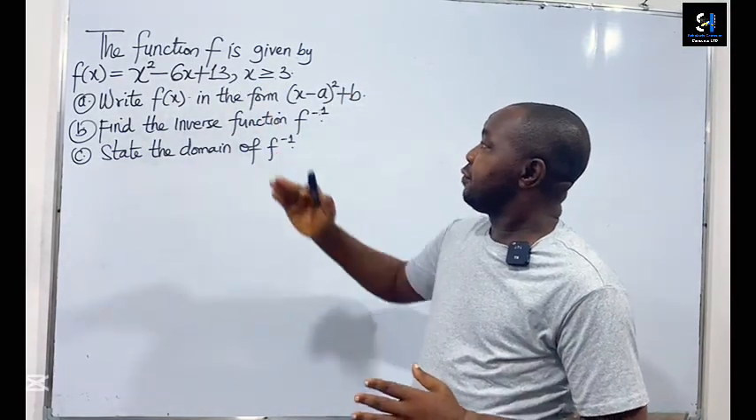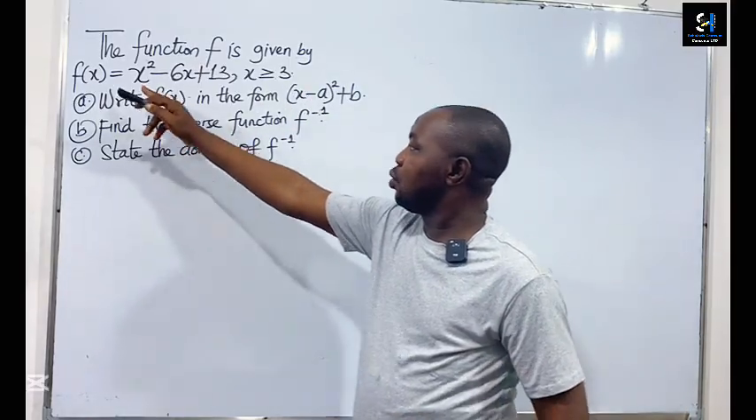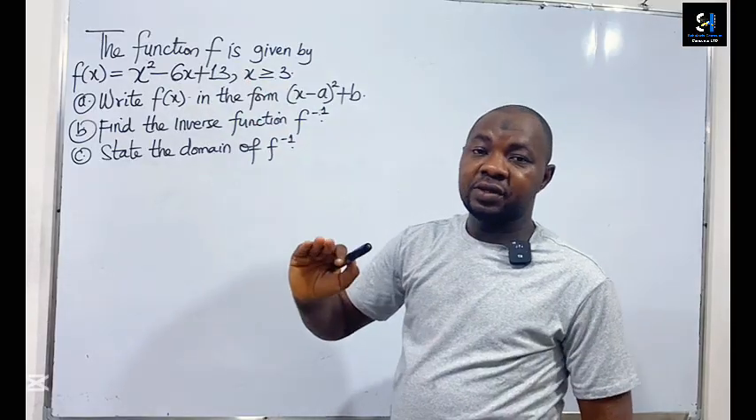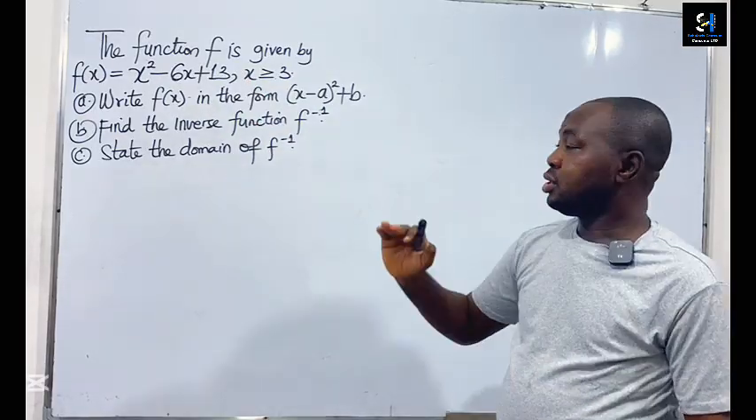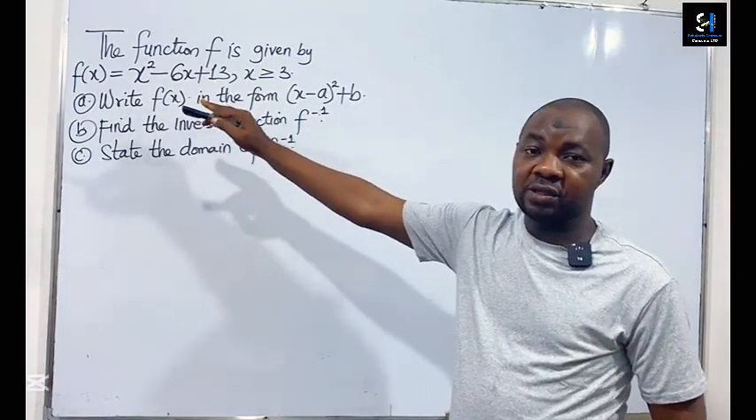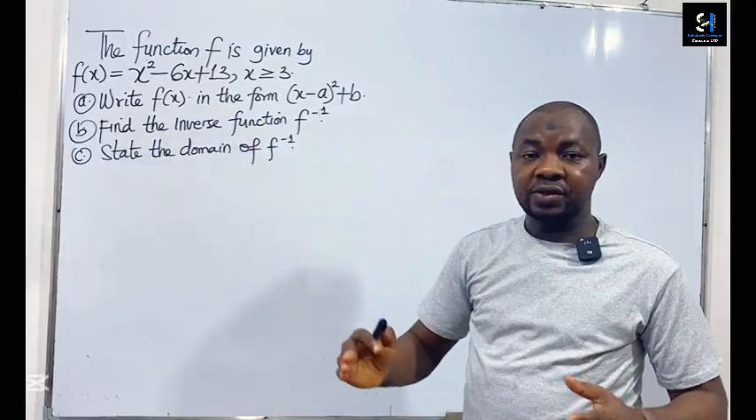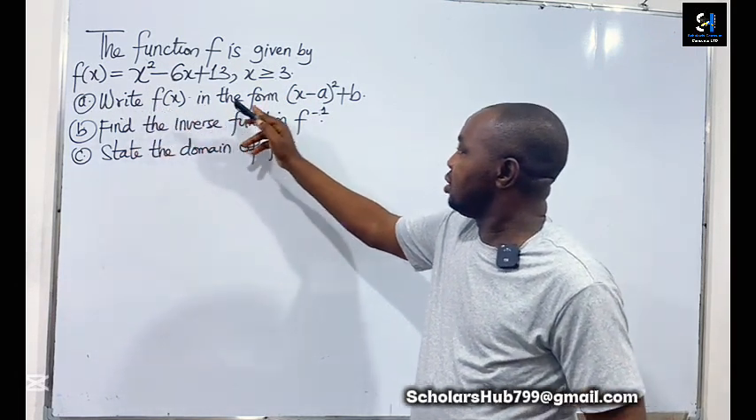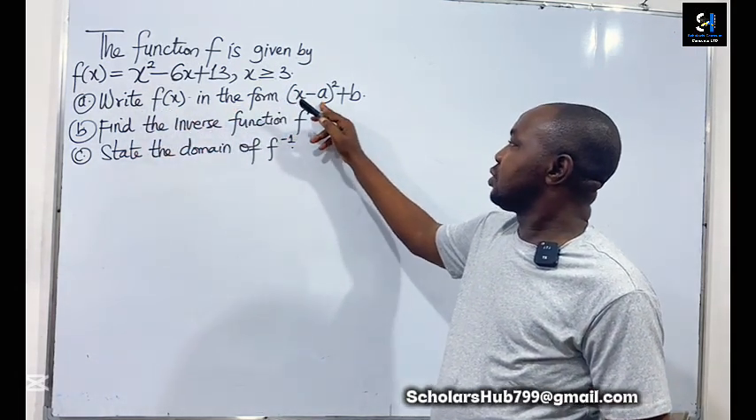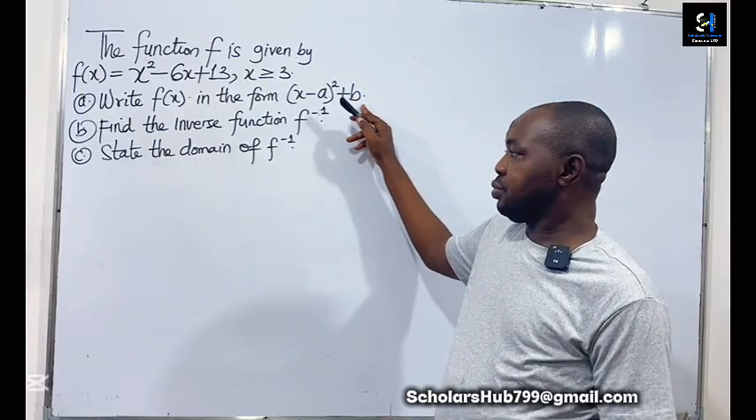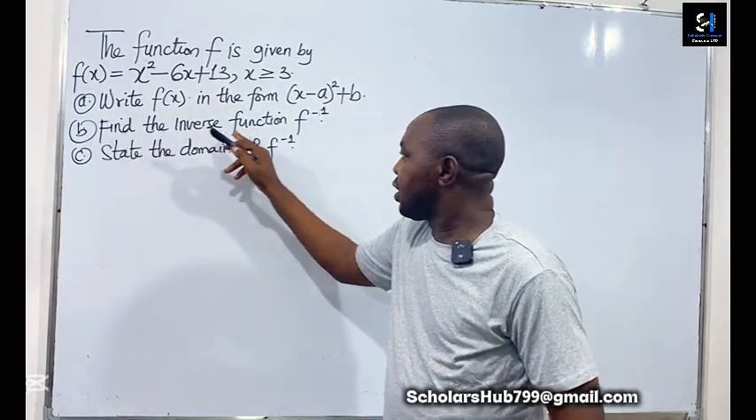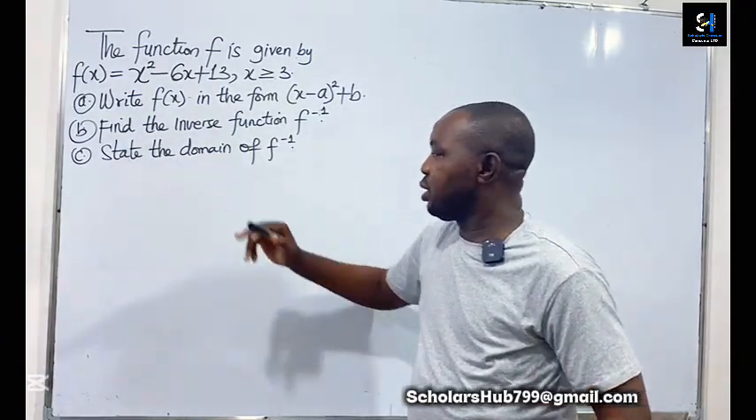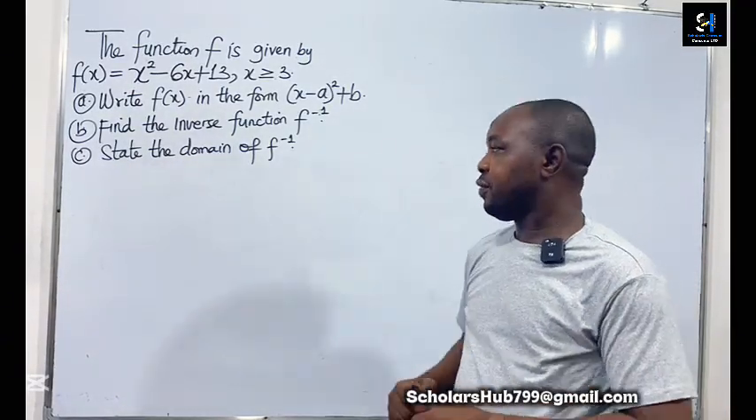The function f is given by f of x equals x squared minus 6x plus 13, defined for x greater than or equal to 3, which means the domain of this quadratic function is restricted to x greater than or equal to 3. Now the first question is to write f of x in the form (x minus a) raised to the power of 2, plus b. Then also find the inverse of f of x, and state the domain of the inverse of f of x.